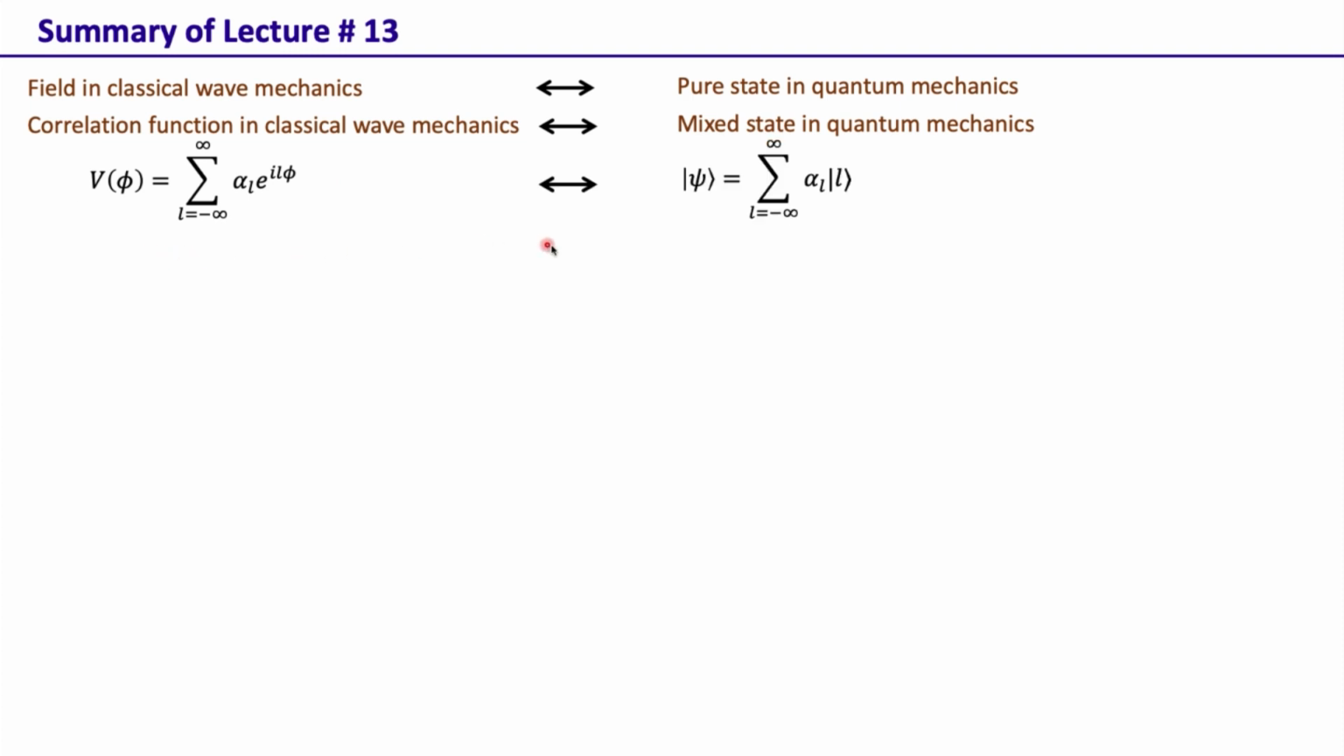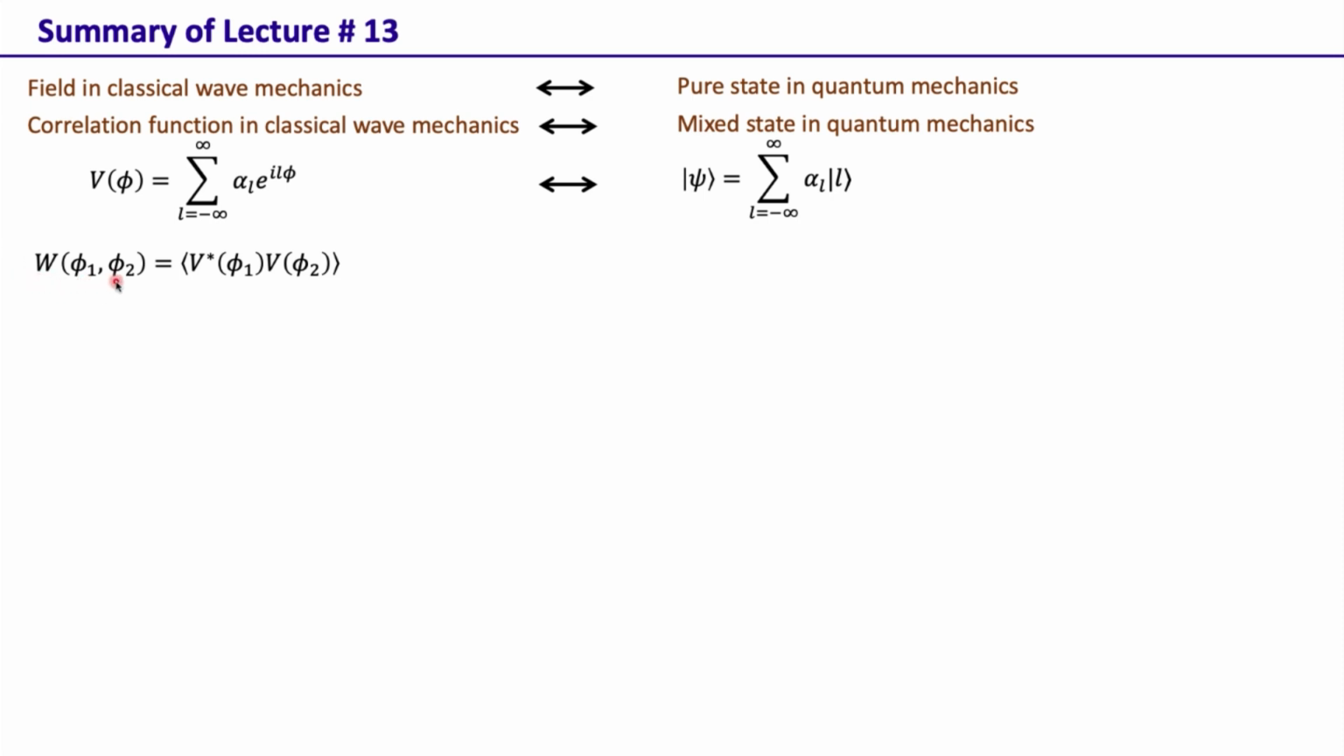Similarly, in quantum mechanics, we can write a state in terms of this ket vector, and this ket vector is in terms of these orbital angular momentum ket vectors, and this represents again a coherent sum. But if there is randomness in the system, then this becomes just a symbolic representation. And then in that case, one essentially works with the correlation function.